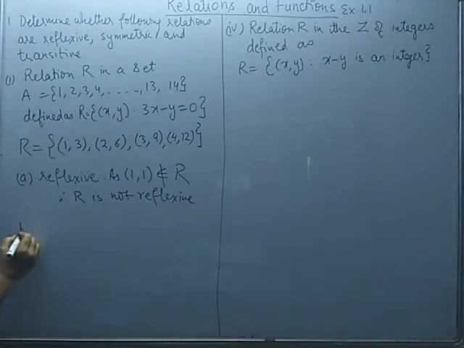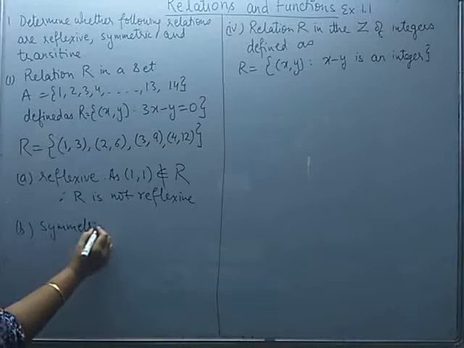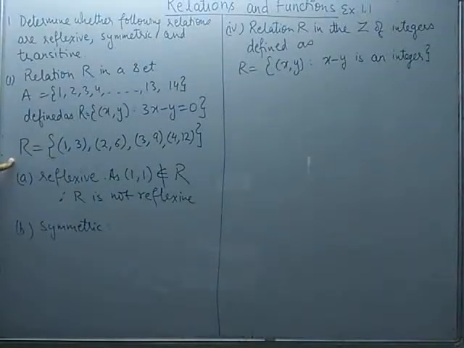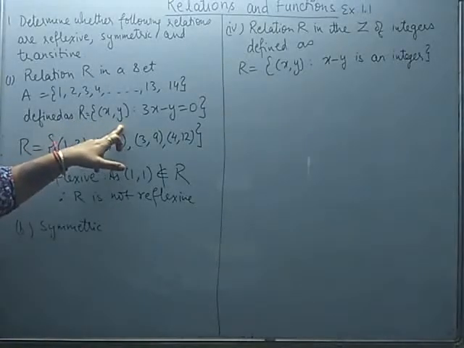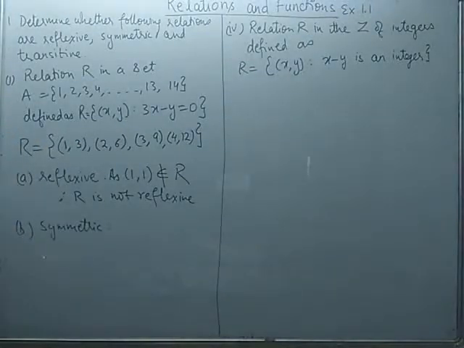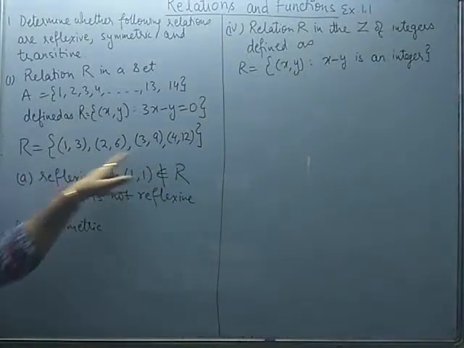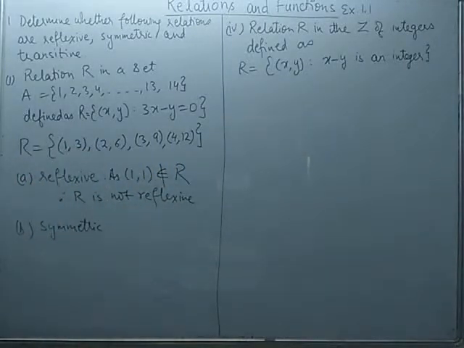Okay, then moving on to the next condition, which is symmetric. For symmetric, what do we need to see? We need to find a pair which belongs to the given relation, and we need to see whether on interchanging the terms, if xy is belonging to R, then we have to see whether y, x will also satisfy the same relation or not. You already know there are only 4 pairs in the given relation. So you pick up any one pair and see whether the condition is fulfilled or not.